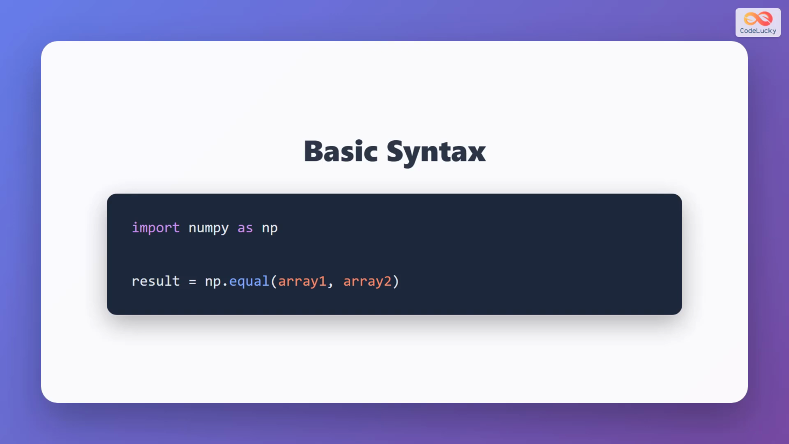The syntax for np.equal is straightforward. First, you import NumPy as np, then you call np.equal with two parameters, array1 and array2. The function returns a result that contains Boolean values showing which elements are equal.